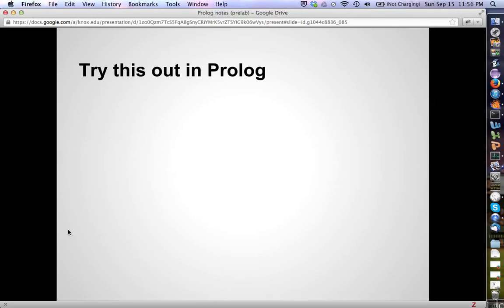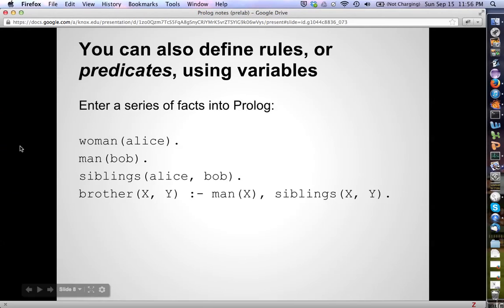I'm going to jump back to Firefox and keep going because I'm already 8 minutes in. So you can also define rules or predicates using variables. So this is kind of taking our same example. We've got Alice a woman, Bob's a man, Alice and Bob are siblings. We could say brother X, Y, if X is a man and X and Y are siblings. So this means essentially that X is a brother of Y if X is a man and they're siblings.